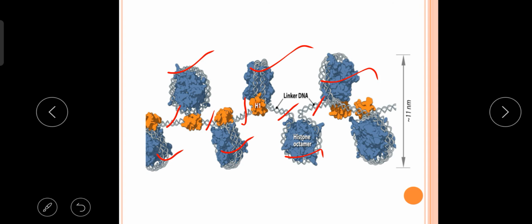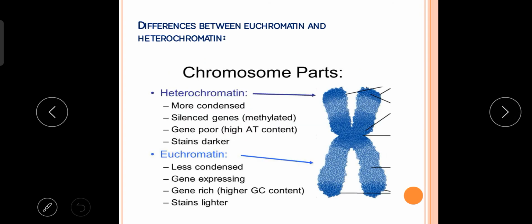Okay, so now the next, here see. So now, what is the difference between euchromatin and heterochromatin?